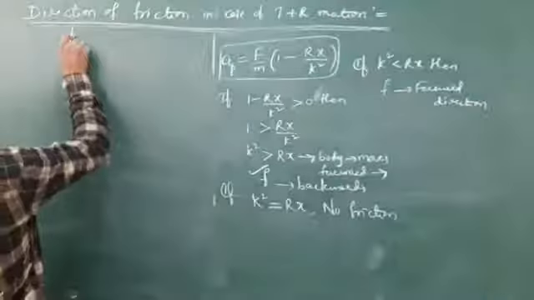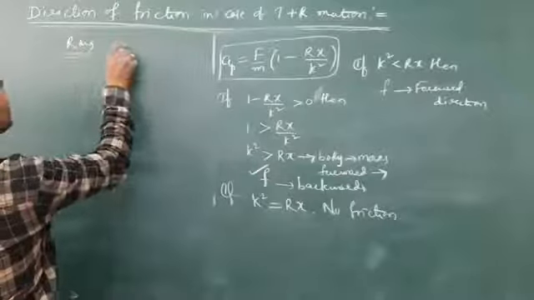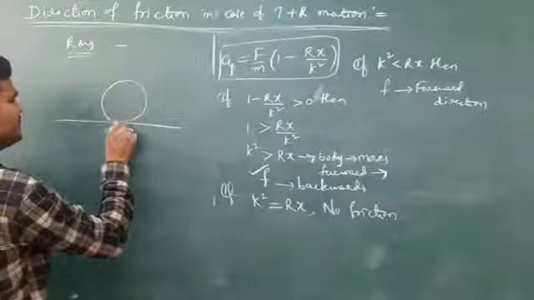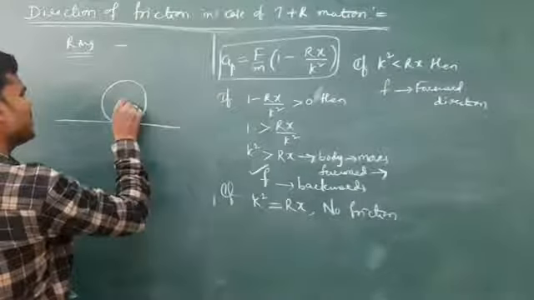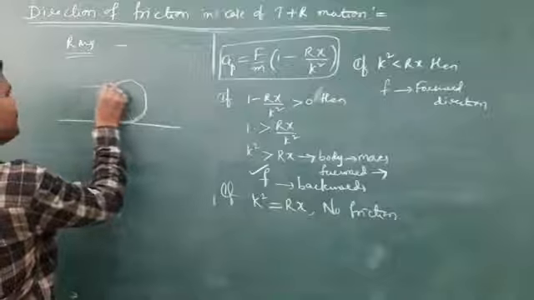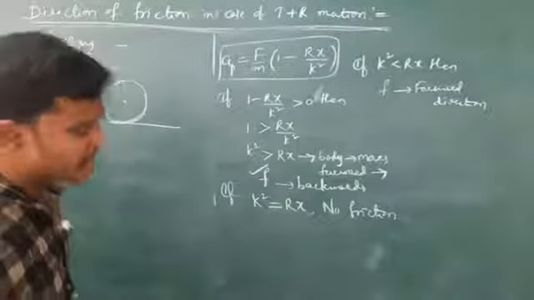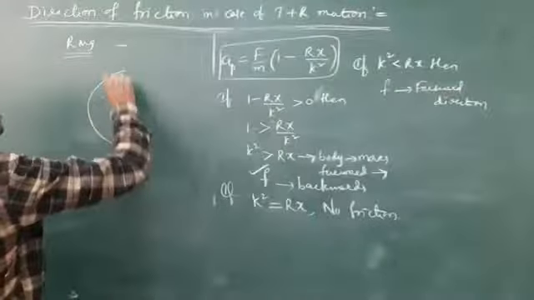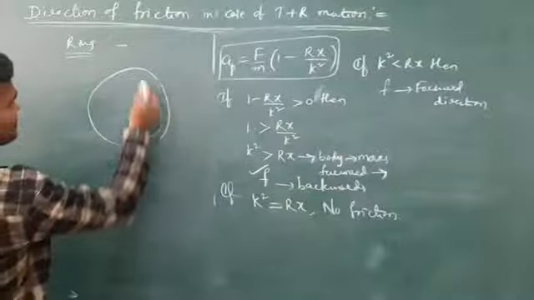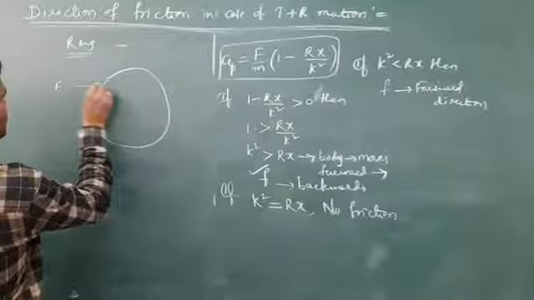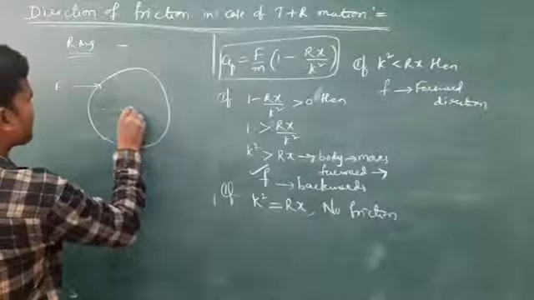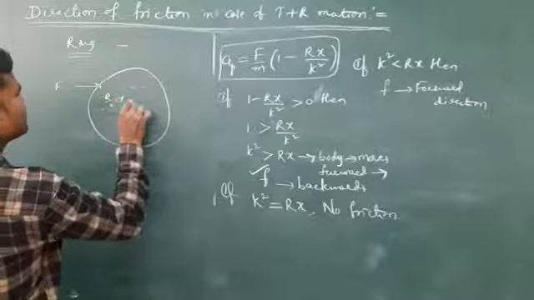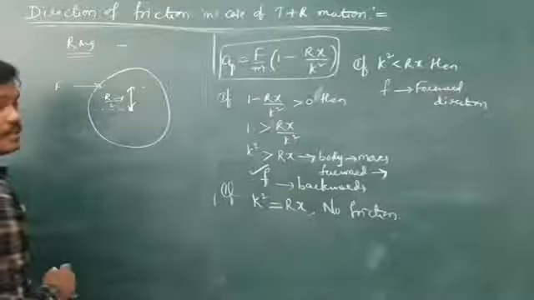Let us suppose a circular ring is rolling on a rough horizontal surface. A ring whose mass is m and radius is capital R, and let me apply a force at a height of r by 2. You can apply anywhere, at the top also, no problem. So let me apply the force at this point. So this is r by 2, which is equal to x. So x is r by 2.